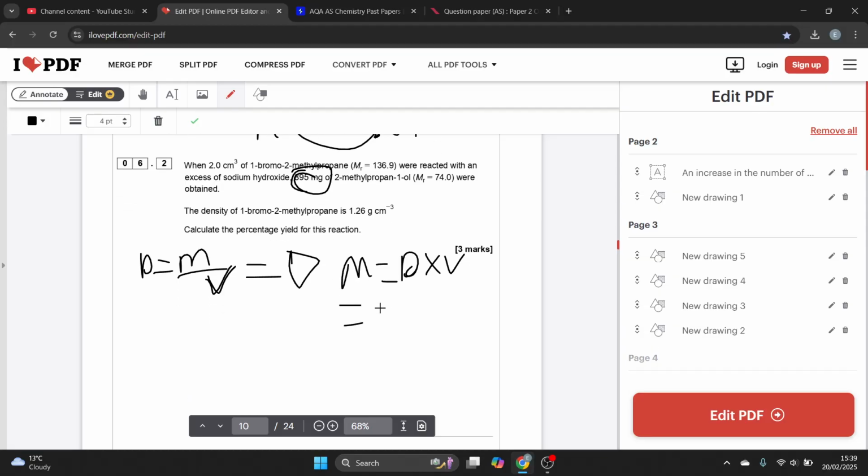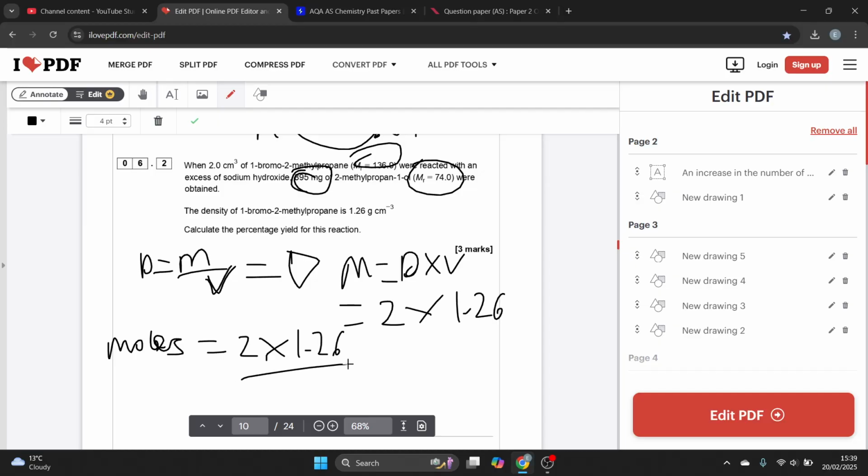So the mass is going to be 2 times by 1.26. Now for the moles of this, it doesn't give you the MR, so you need to work out the moles. But in this case, it gives us the MR of both the compounds I need, so it's fine. Over the MR. So 2 times by 1.26 over 136.0. Use the 1 to 1 molar ratio to work out the theoretical yield, aka the expected mass.